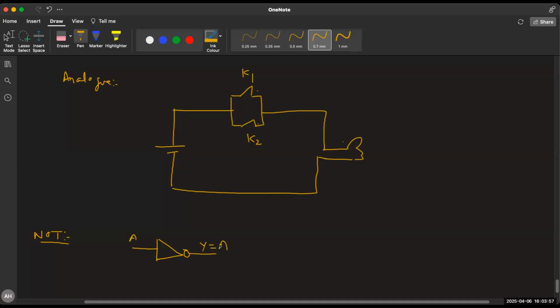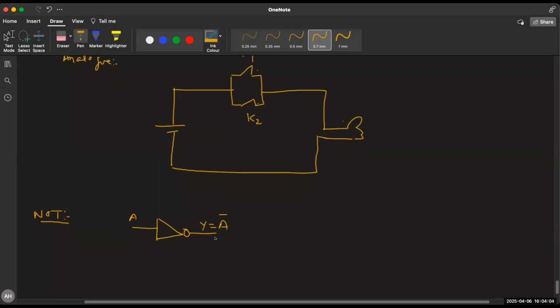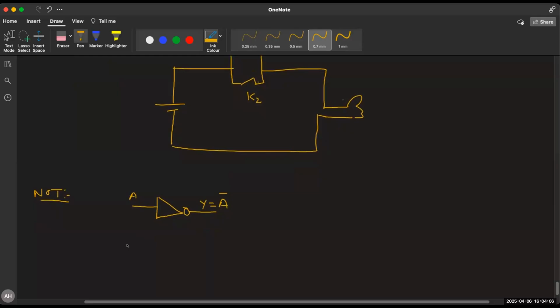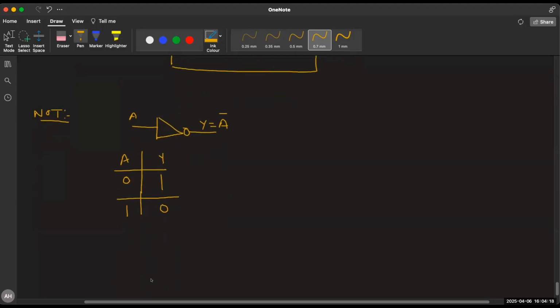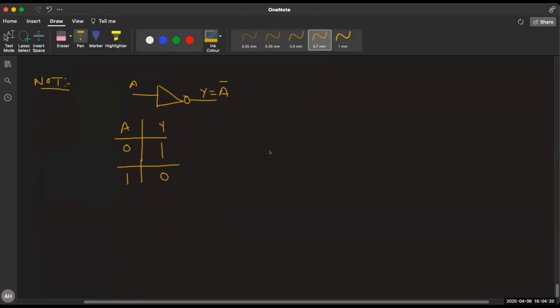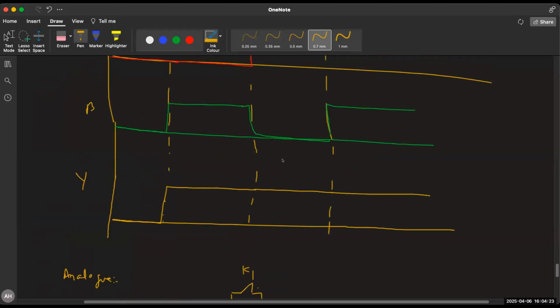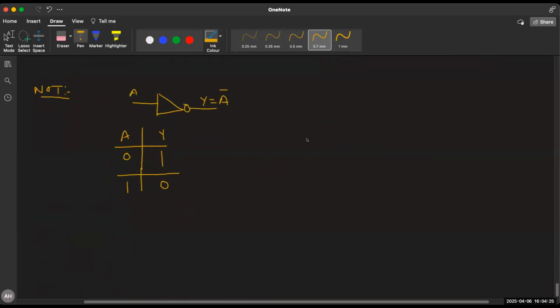NOT gate has one input and one output. This is the Boolean algebra, the complement of the set. So if I draw the truth table, this is A and this is Y. If I take 0, the complement of 0 is 1. If I take 1, then the complement of 1 is 0. The next is the waveform. Now you know how to draw the waveform. The next is the analog circuit for it.